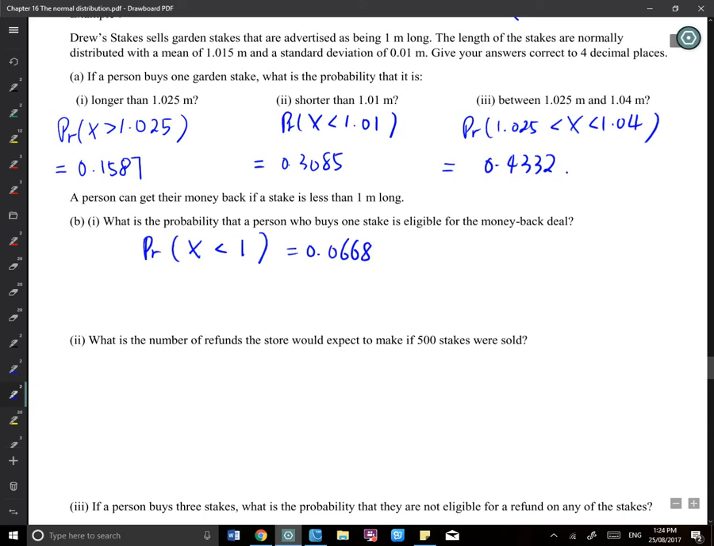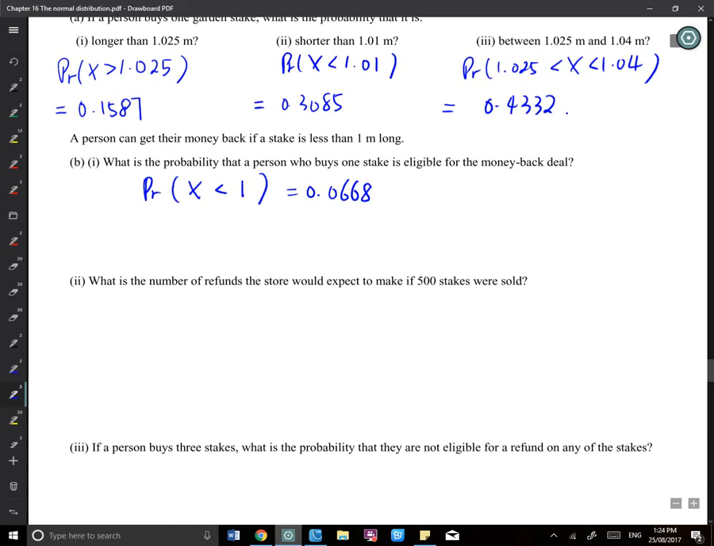What's the probability that a person who buys one is eligible for the money back deal? What is the number of refunds the store would expect if 500 steaks were sold? What do you think you would do for that? Most of you will think about times by 500. But why?